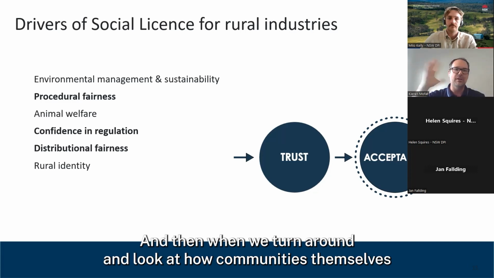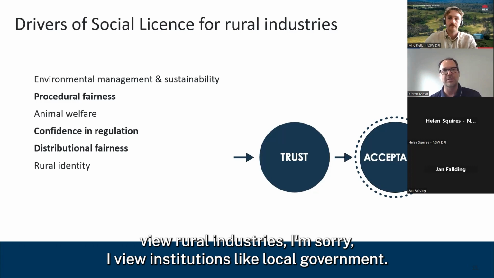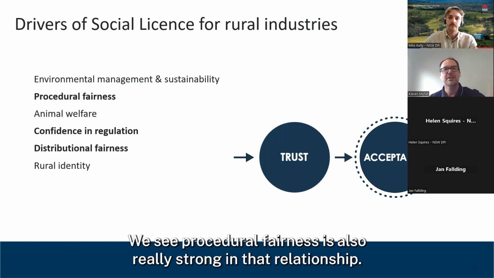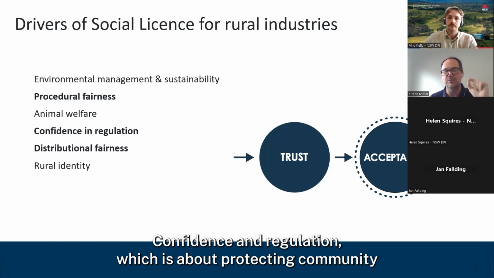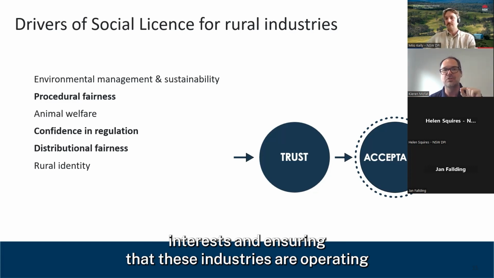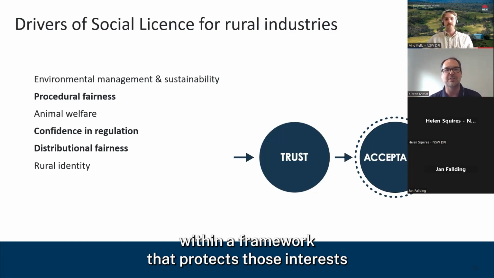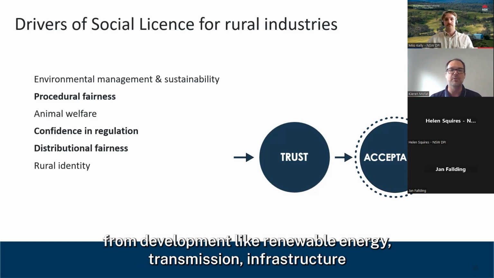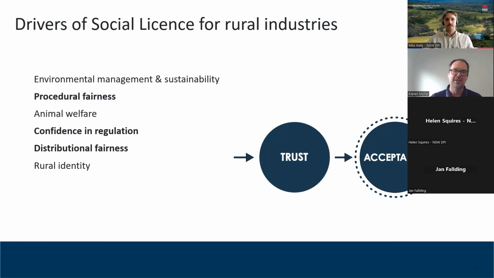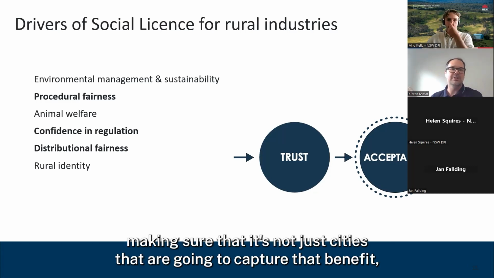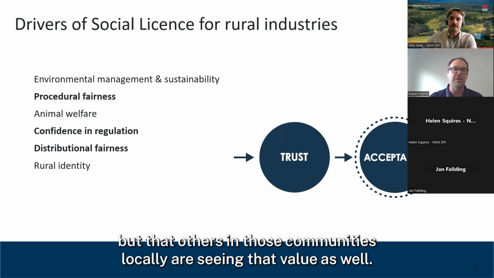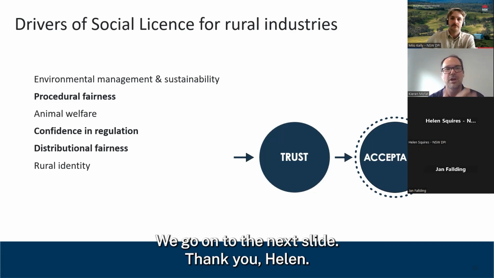And then when we turn around and look at how communities themselves view institutions like local government, we see procedural fairness is also really strong in that relationship. Confidence in regulation, which is about protecting community interests and ensuring that these industries are operating within a framework that protects those interests. And then also getting a fair share from development like renewable energy, transmission infrastructure and generation, making sure that it's not just cities that are capturing that benefit, but that others in those communities locally are seeing that value as well. We go on to the next slide.